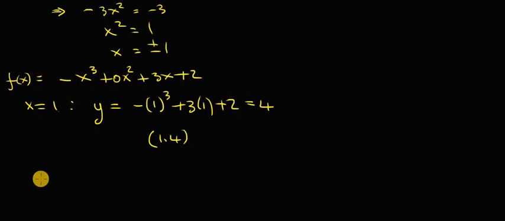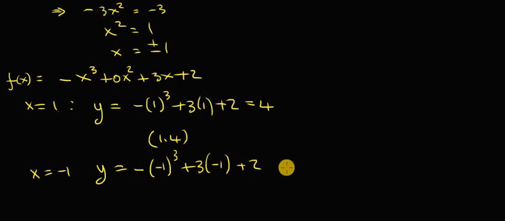Now the other value I have to sub in is x equal to minus 1. That gives me y is equal to minus 1 to be cubed, plus 3 by minus 1, plus 2. Minus 1 to be cubed is minus 1. Multiply by the minus gives me plus 1. 3 by minus 1 is minus 3, plus 2. So 1 and 2 is 3, minus 3 is equal to 0. So this point is equal to minus 1 comma 0.